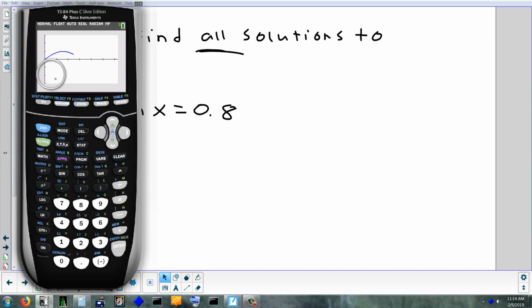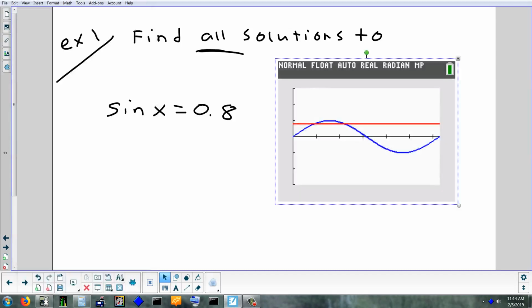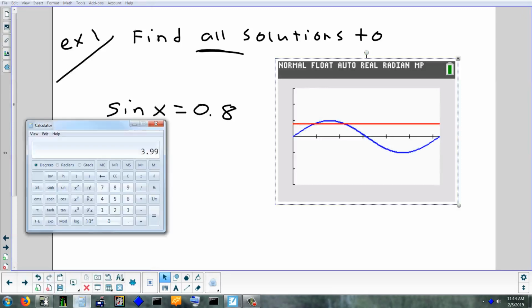So here's our graph. Here's 0.8. It's going to be a line up at the top. And how many solutions does it look like we have? 2. So now, if you were finding them by hand, you would be doing something like this. 0.8 inverse sine. That's in degrees. 0.8 inverse sine. It's going to be 0.927. I'll calculate the intersect, but I think it's actually slower to do it that way. Even though that's what we're going to do today, the intersect takes more time.